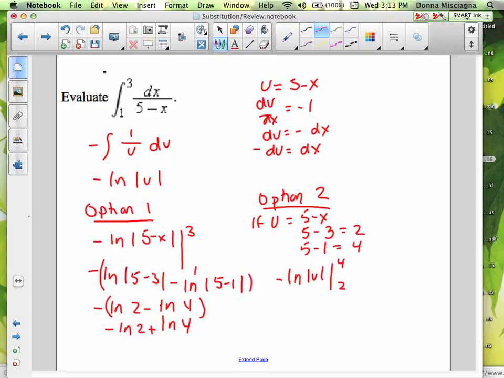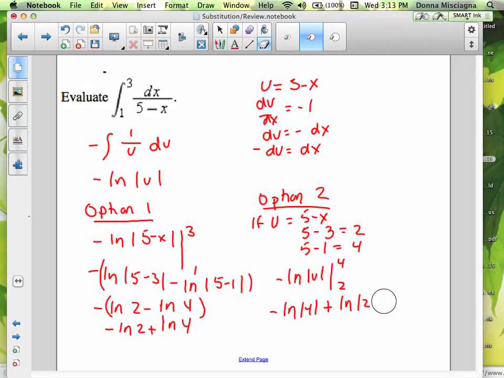But you'll still get the same answer, right? So it would still be negative natural log 4, and then minus negative natural log of 2. Oops, that's an absolute value bar, but here the absolute value bars don't really matter anymore. Isn't it the other way around? Yeah, 4 to 2.